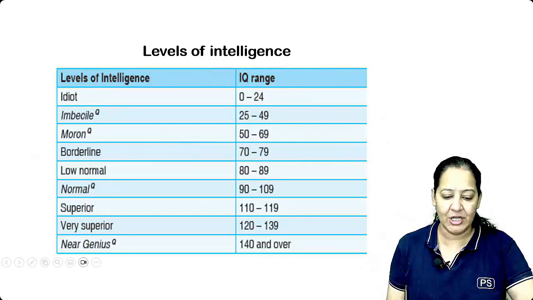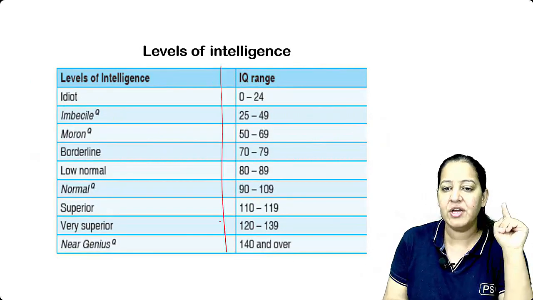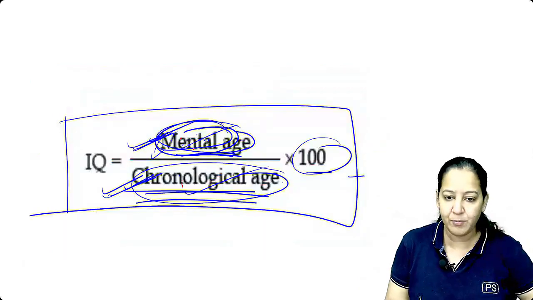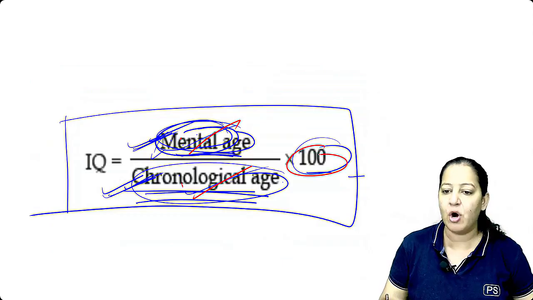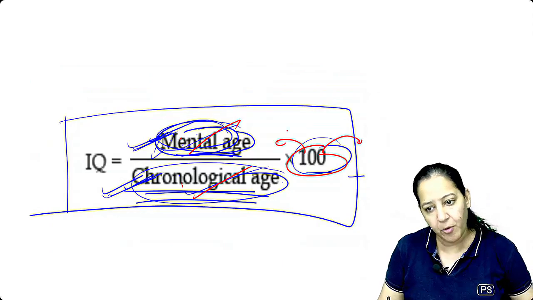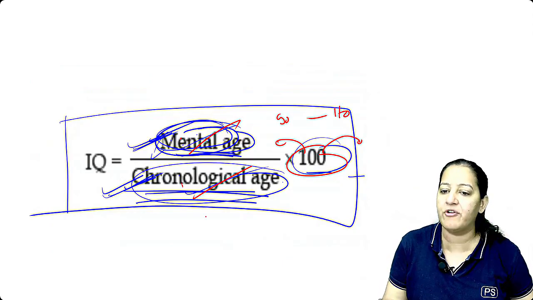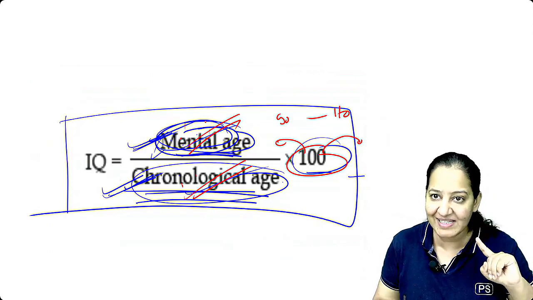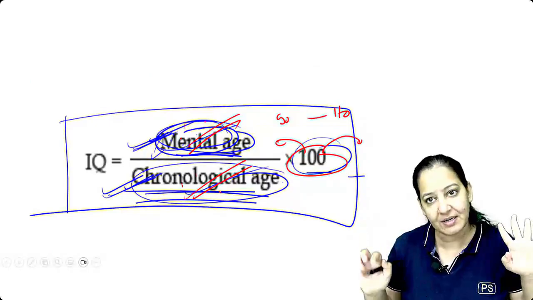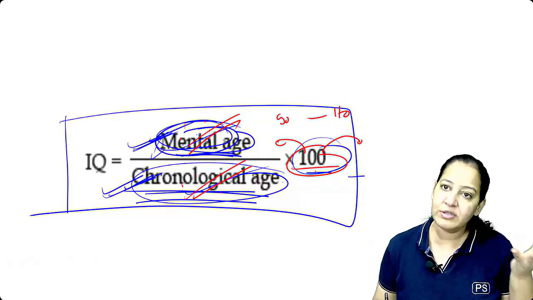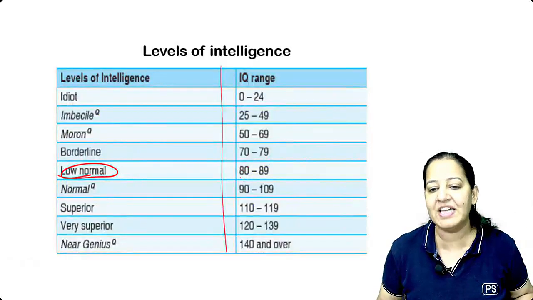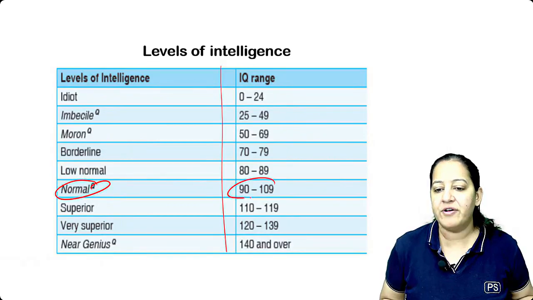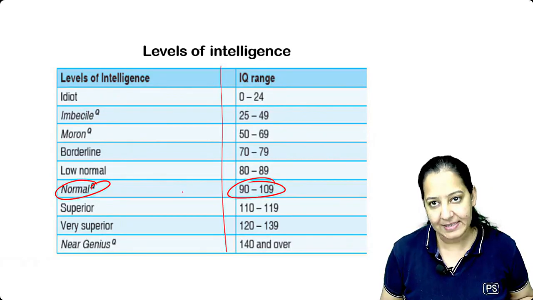Now, based on IQ, this is the IQ range and this is the level of intelligence. What is normal? Normal is when both are the same. They cancel each other out. The answer is 100. So 10 above that and 10 below that. 90 to 110 is normal. If both of them are equal, mental age and chronological age will cancel each other, so the answer is 100. 10 below that, 10 above that. I mean to say 90. I'm sorry, 90 to 110 is normal.